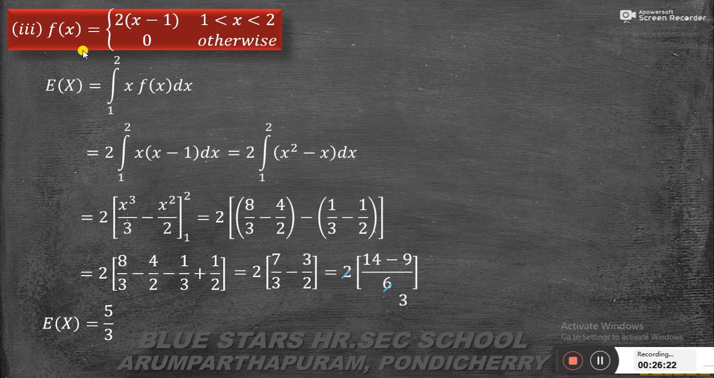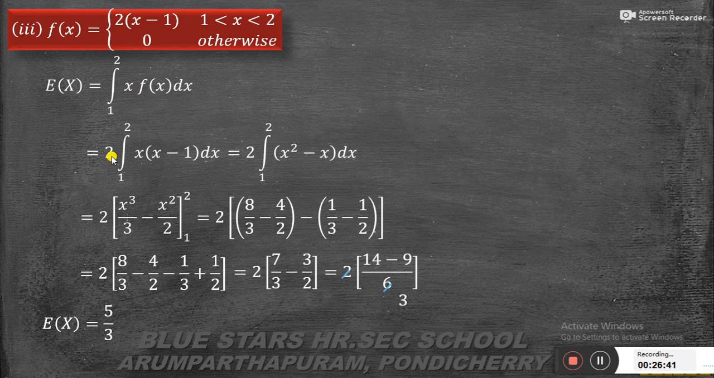The third subdivision: f of x equals 2 times (x minus 1) for 1 less than x less than 2, and 0 otherwise. This is the given function. Now we calculate the mean. Expectation of x equals the mean, which is the integral from 1 to 2 of x f of x dx.